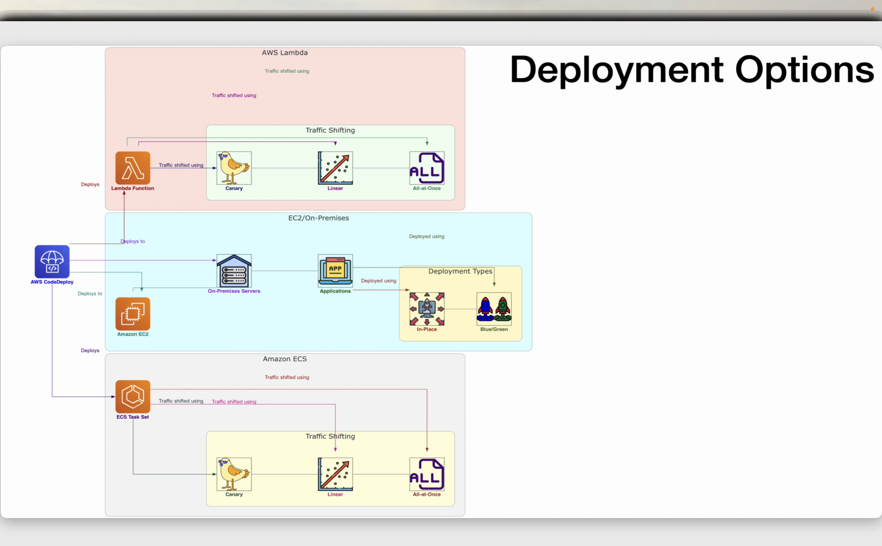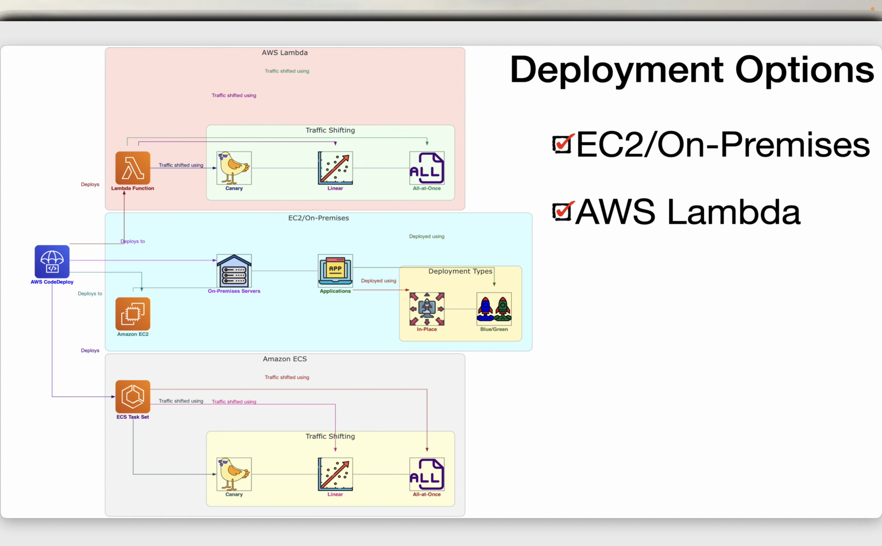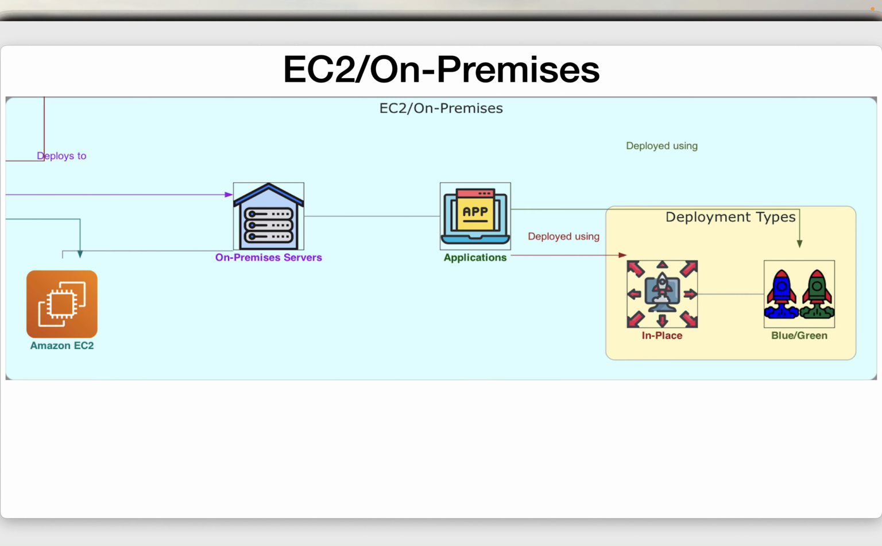Okay, CodeDeploy compute platforms overview. So there are three platforms which are supported. I'll be covering each one of them separately in the upcoming slides. So one is you have Lambda functions, Amazon EC2, and ECS task set, Elastic Container Service task set. So it currently supports these three platforms: EC2 on-premises and AWS Lambda.